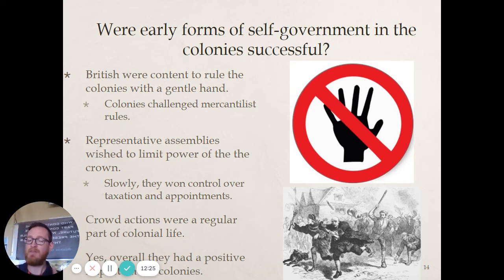And this is why you're going to see at the beginning of the American Revolution, Virginia pushes so hard and says, hey, we should be able to tax ourselves. They had been doing it for a while. The British get more involved in that, and the colonists are upset about that.